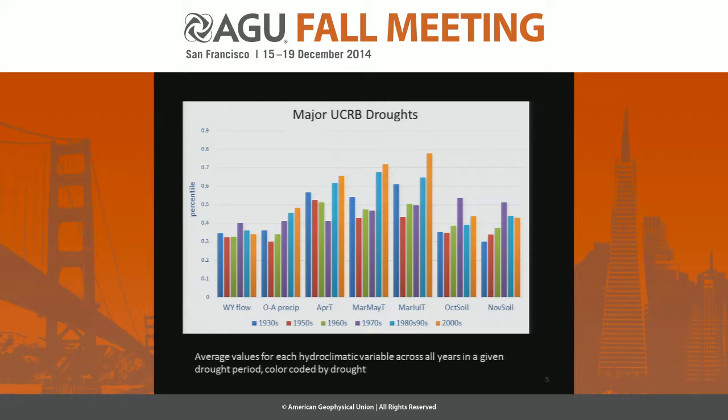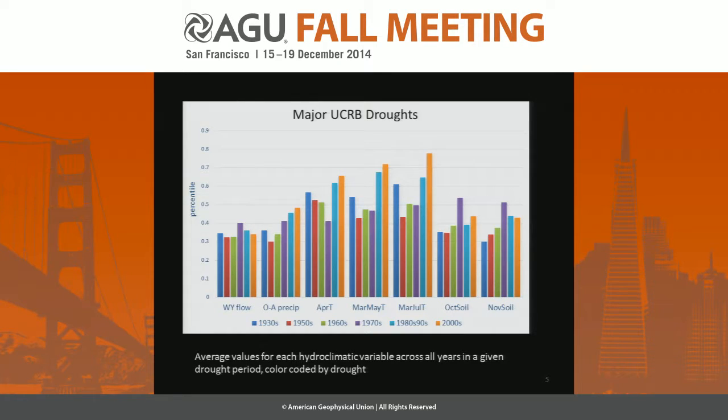So this is just a comparison of the different hydroclimatic variables that were averaged over these different periods of drought. The colors of the bars are indicating the drought periods based on the definition I just showed you. And these are percentile values. So if you look at the water year flow for all those different droughts, we see that averaged over those drought periods, the flows are all below the 40th percentile.